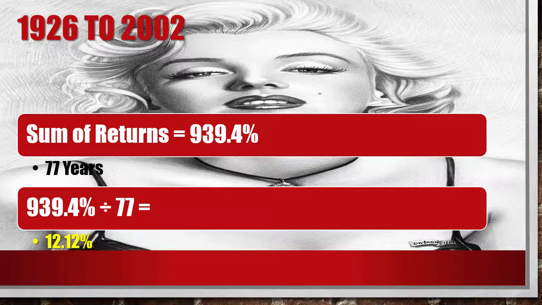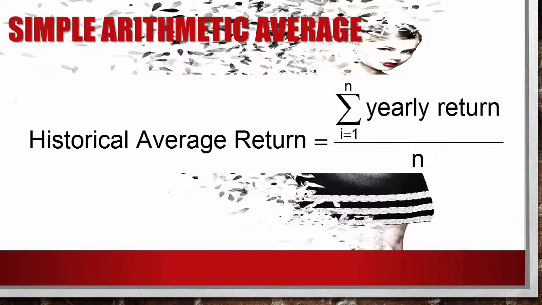How exactly do you use this number in your investing? If you're making a guess about the size of the return for a year selected at random or the year coming up, your best guess will be 12.2%. The actual formula for historical average return is as follows. Historical average return is equal to the sum of yearly returns divided by the total number of returns.